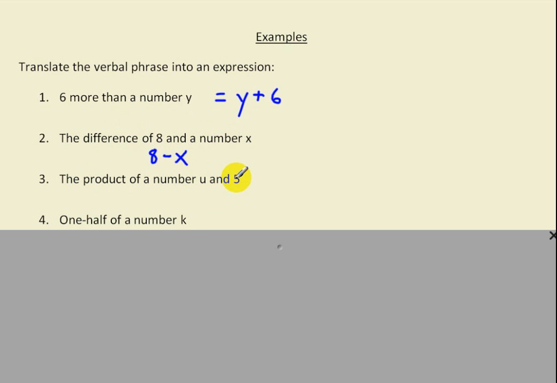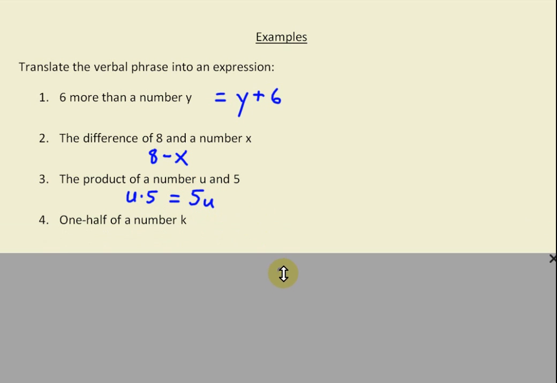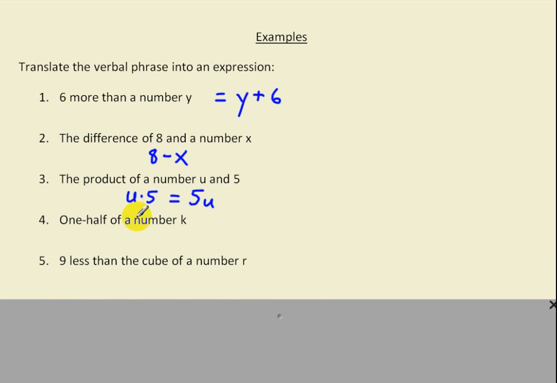The product of a number u and 5 you could write as u times 5, but more often you're going to see this represented as simply 5u. So typically we're going to write that number first. This is called the coefficient of u, but we'll write the number first and then the variable. 1/2 of a number k. So here's where we're going to multiply and take 1/2 times k. And remember, when using a variable, you don't even need to show your multiplication. We already know that this means 1/2 times k.